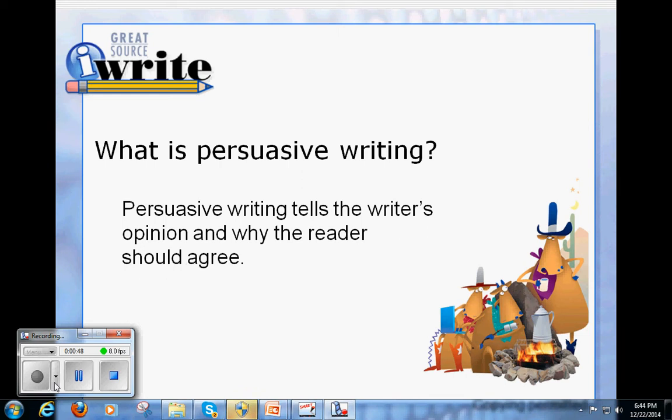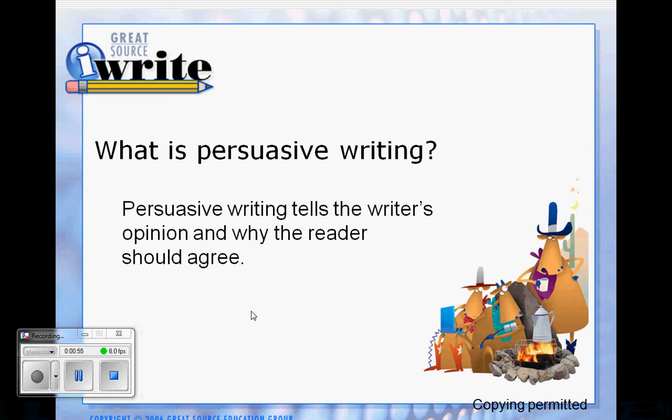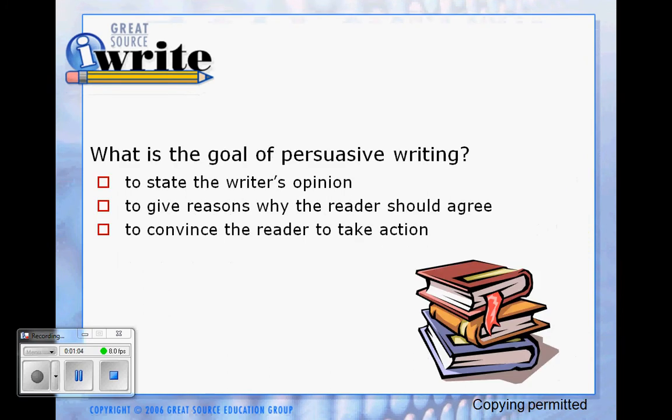Why do we write persuasive essays? What is the goal of a persuasive essay or persuasive writing in general? This is to state the writer's opinion, as we said, and there are two other reasons why we write persuasive essays. To give reasons why the reader should agree with the writer's opinion or point of view. The third reason is to convince the reader to take action. To take action towards what? Towards the opinion, the viewpoint of the writer or the topic in general.